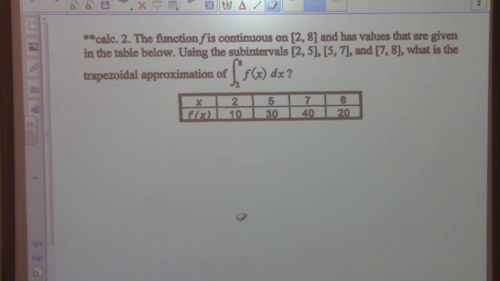Okay, this is a calculator one, and we have a continuous function. So we have values. What is the trapezoidal approximation of this? So I want you to work that out. It's a calculator one, so after you write it out, you can use your calculator to find your answer, right? Are you ready?